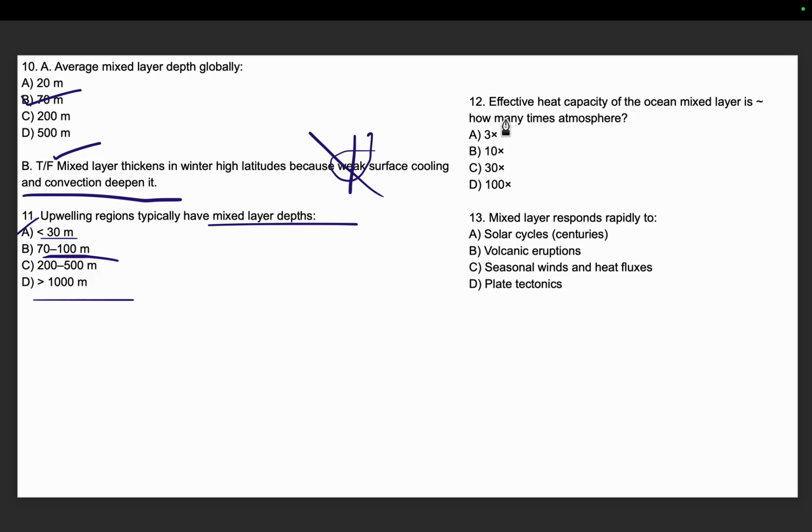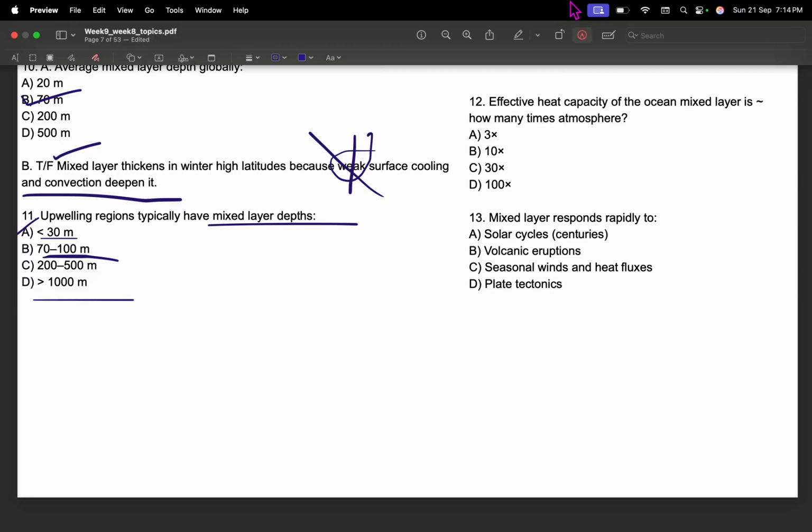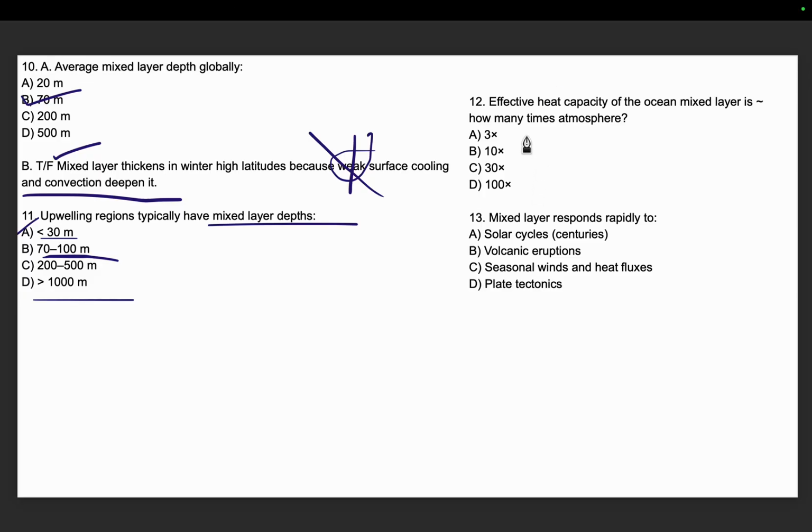Question 12. The effective heat capacity of the ocean mixed layer is how many times that of the atmosphere? 3 times, 10 times, 30 times, or 100 times? Question 12, option C is correct. You can check from the notes. This is 30.